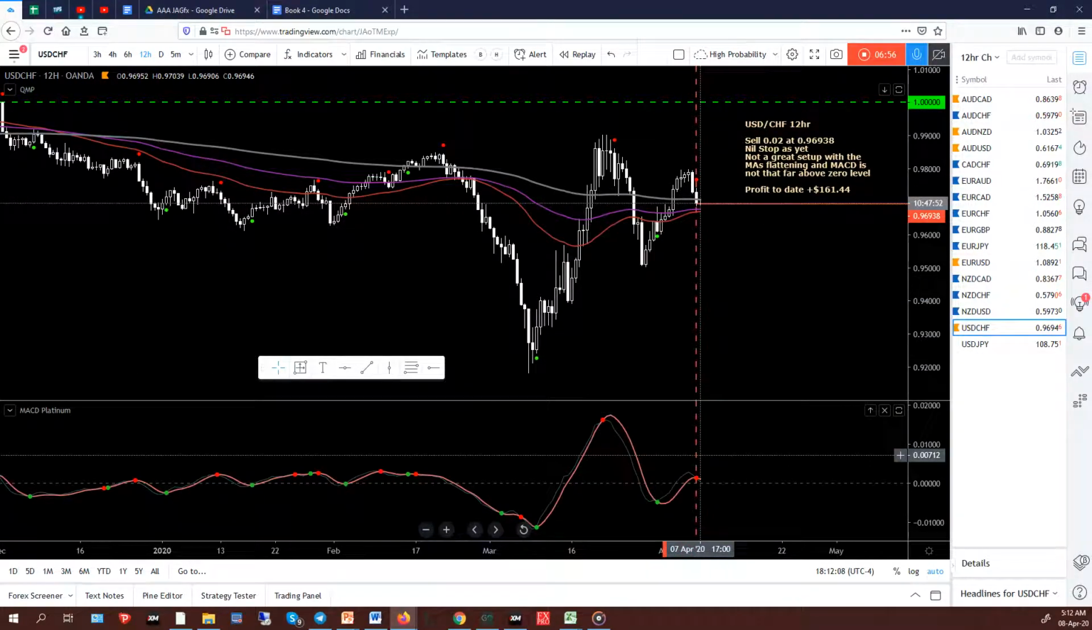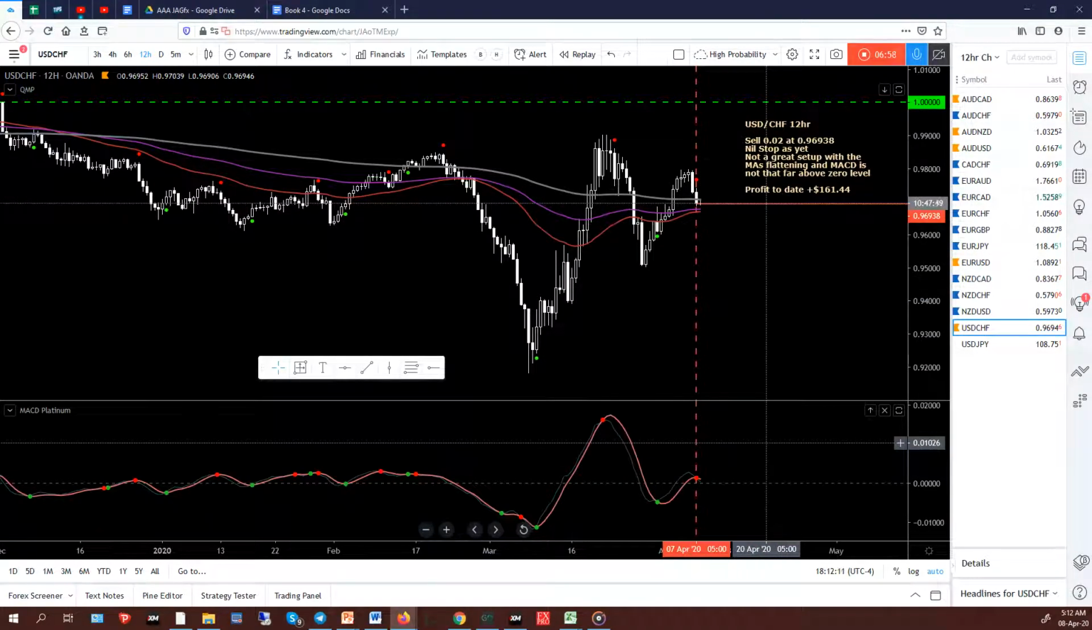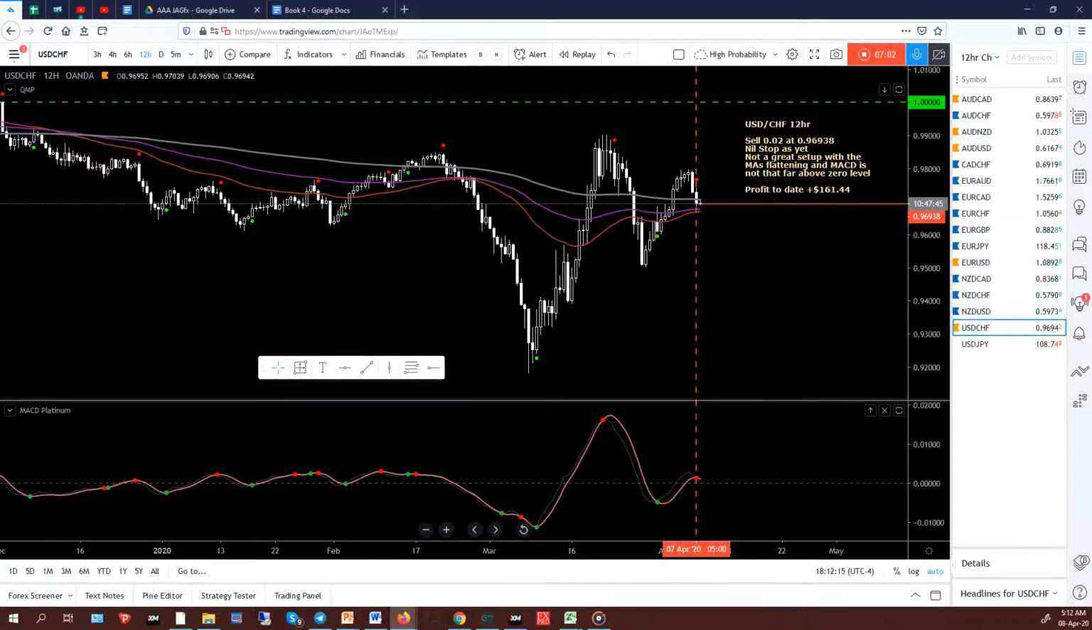Again, it's a bit like the euro. They sort of reflect each other anyway. They're highly inversely correlated, the euro USD and the USD Swiss franc. So that's why they look similar in patterns, just the reverse.